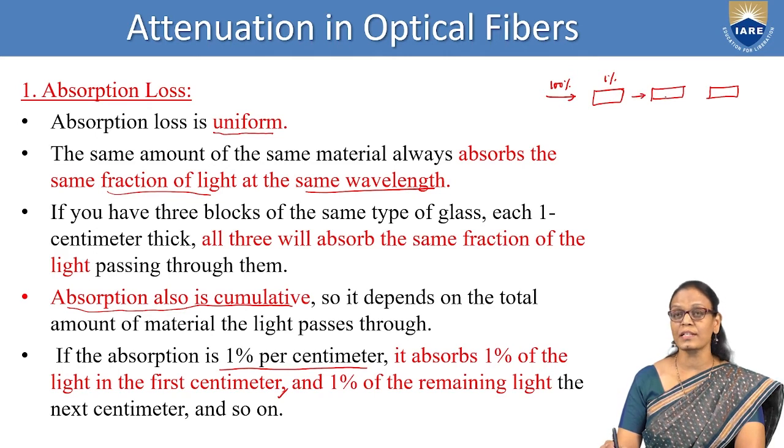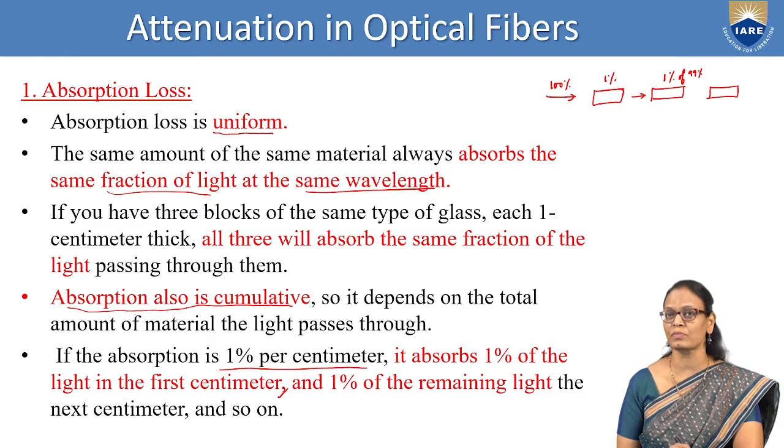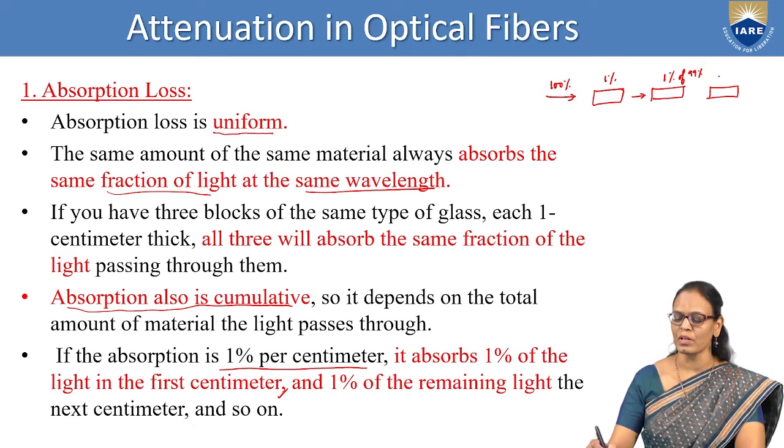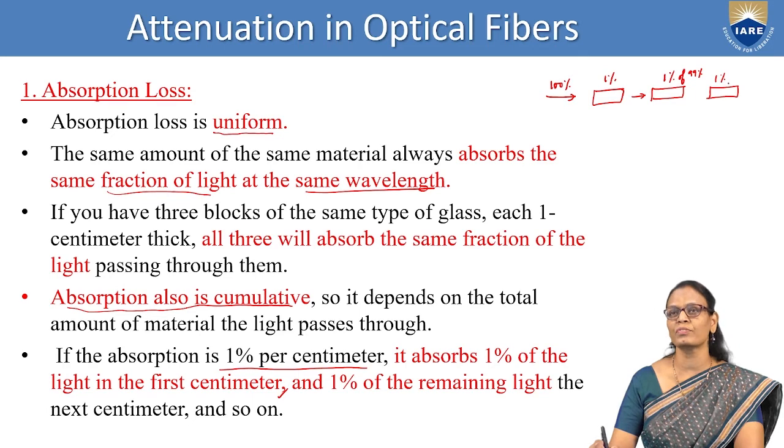Now, no doubt, the second block, made of the same material and same thickness, also absorbs 1%. But it absorbs 1% of the remaining 99%. That is the difference here. That is what we mean by cumulative. So it absorbs 1% of the light in the first centimeter and 1% of the remaining light in the next centimeter, and so on. So when we calculate 1% of 99% and whatever is left, that is how we calculate the absorption losses.